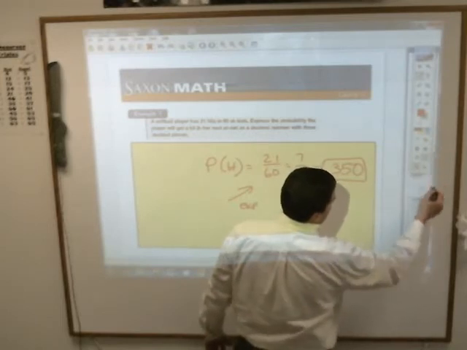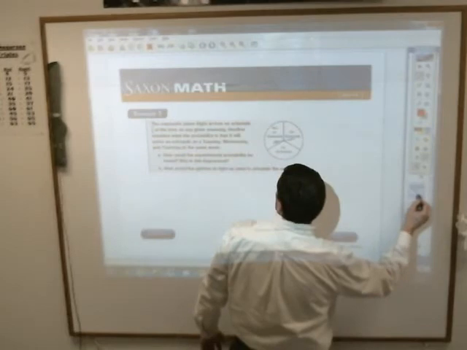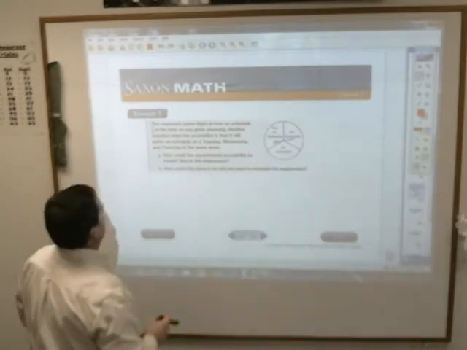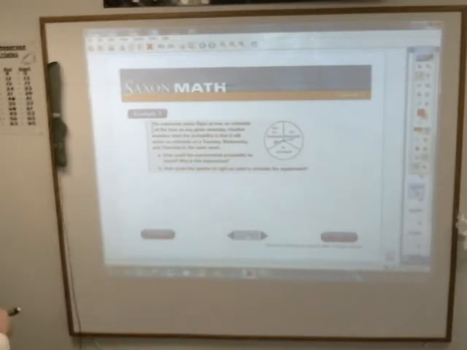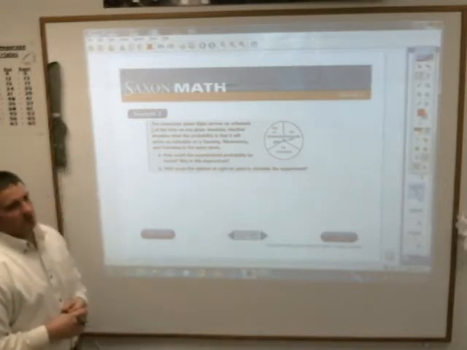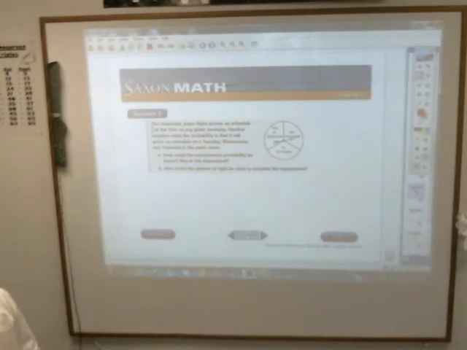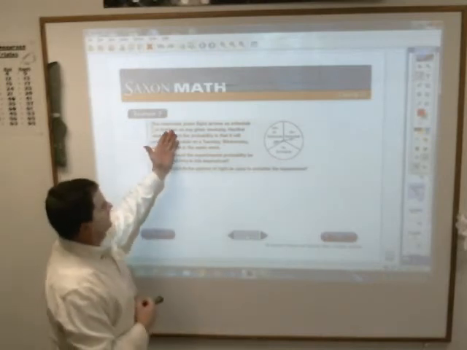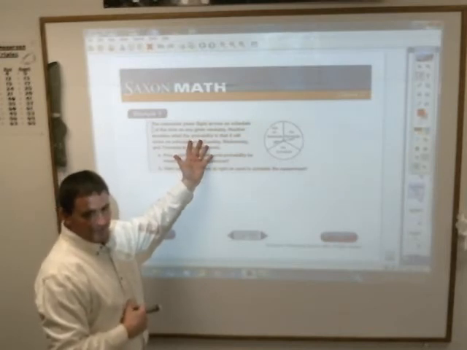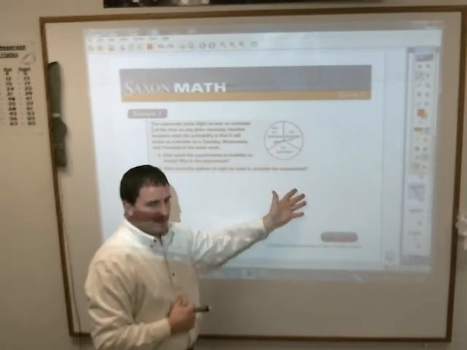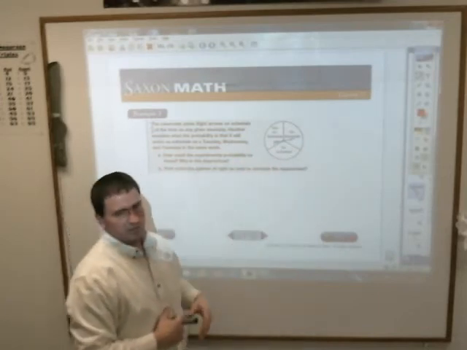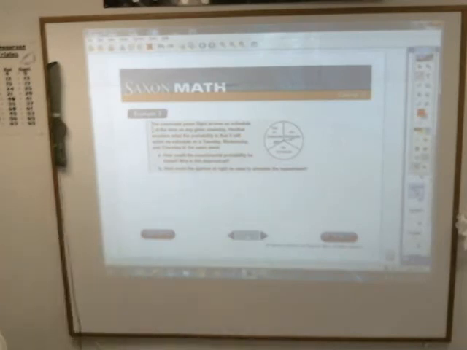Looking at another example. The commuter plane arrives on schedule 2/3 of the time on any given weekday. Heather wonders what the probability is that it will arrive on schedule on Tuesday, Wednesday, and Thursday in the same week. How could experimental probability be found? Oof, and why is this impractical? What would you have to do to find the experimental probability? You would have to be there the whole day and see every time it came in on time. So it wouldn't make a lot of sense, because it'd be your whole day, all day long there.